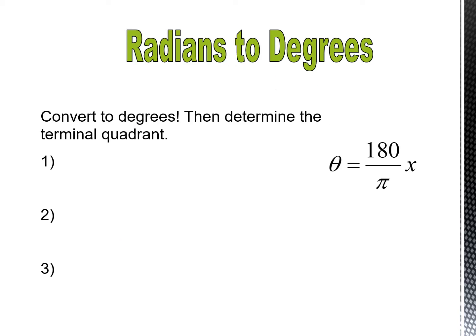There is a formula to convert from radians to degrees. The formula is theta equals 180 divided by pi times x. This little symbol is theta. It is a Greek letter, and we will use it to represent degrees.